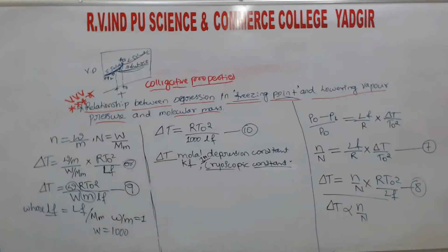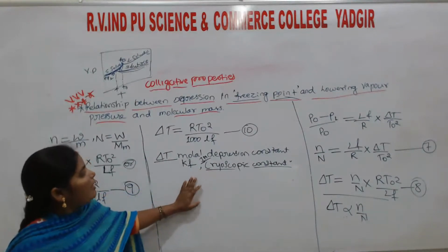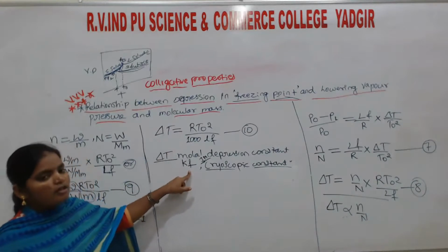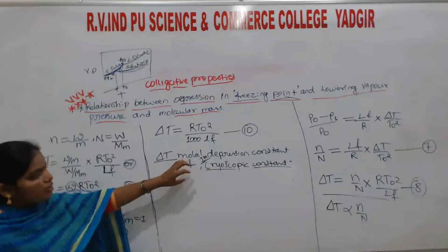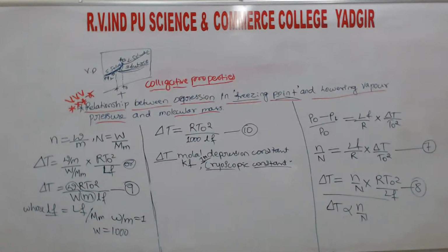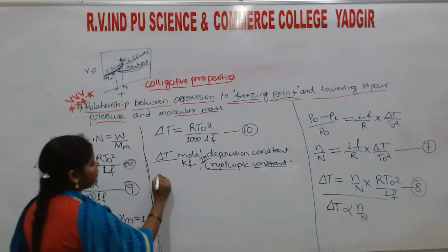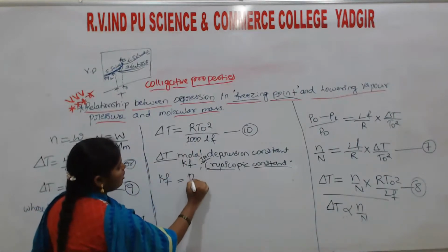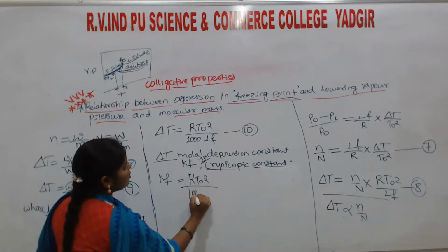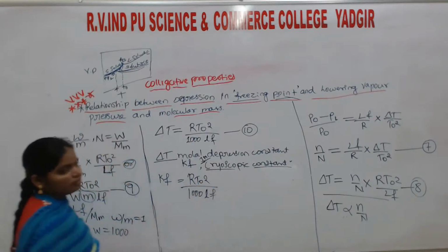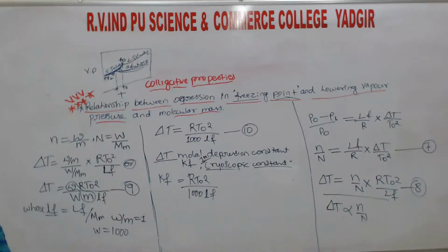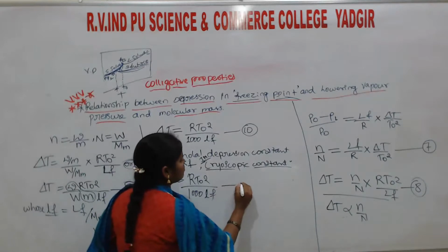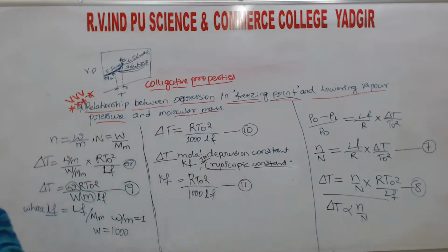Okay, see delta T is equal to R T naught square divided by 1000 L_F. It is known as the molar depression constant and this is written as Kf. I'll write here Kf is equal to R T naught square divided by 1000 L_F. This is equation number 11. That is equation number 10 and this is equation number 11.